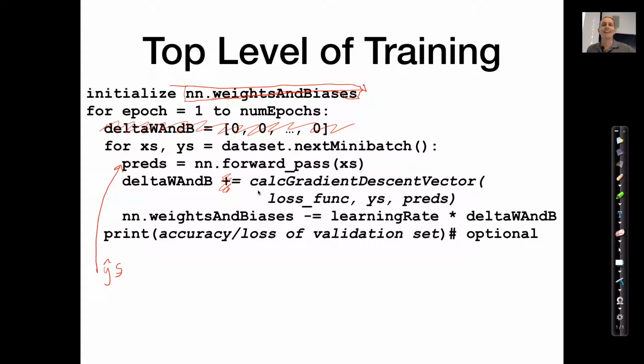And then, in italics, in a manner we haven't yet described, we're going to calculate our gradient descent vector. So we're going to take our loss function, and we're going to take the derivative of that with respect to each of the weights and each of the biases. Okay? The loss function is going to take our y's and our y hats, and we'll then do this computation. Once we've figured out what the gradient descent vector is, we're going to multiply that by a learning rate, which is much less than 1. And we're going to subtract that from our existing weights and biases. So by subtracting it, we'll be going in the opposite direction of the gradient.